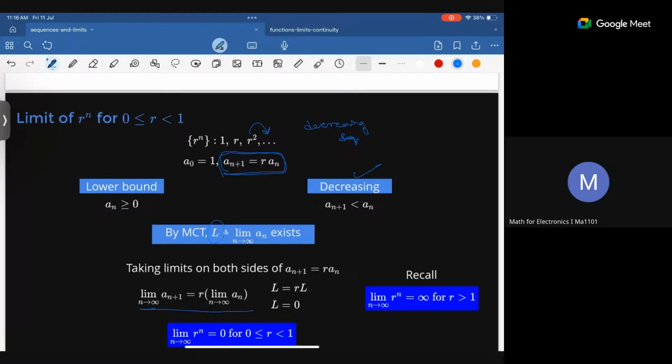As n tends to infinity, a_(n+1) and a_n both will be equal to capital L, because MCT says that the limit will exist. As n tends to infinity, all the terms are equal, so I will replace these with L. So L is equal to r times L. Since r is positive, this will only be true when L becomes 0. So the limit of this sequence is 0. So this is how we can compute it.